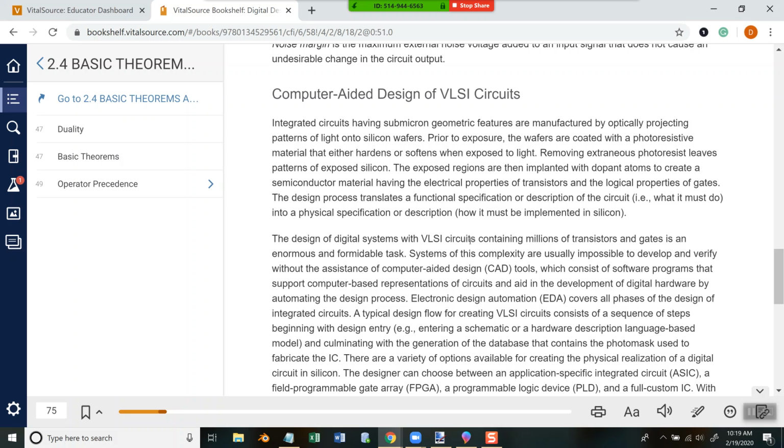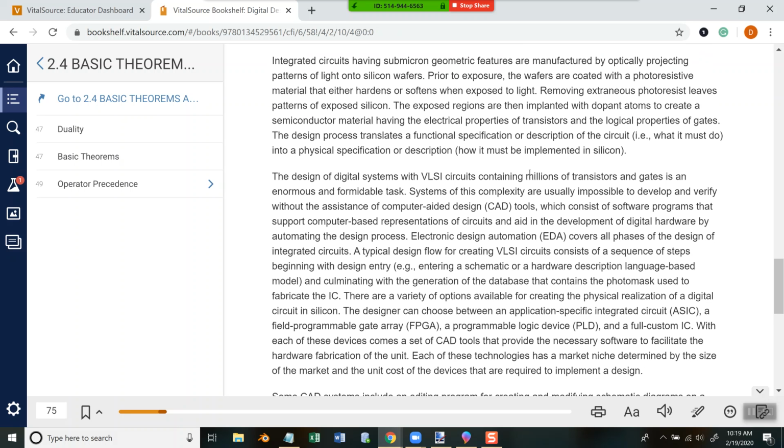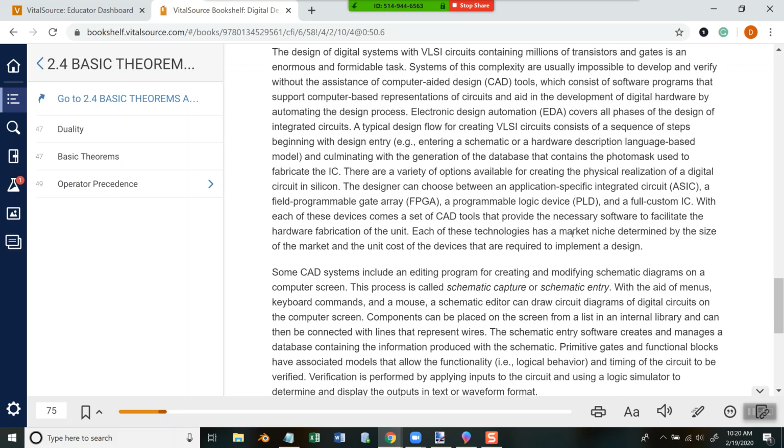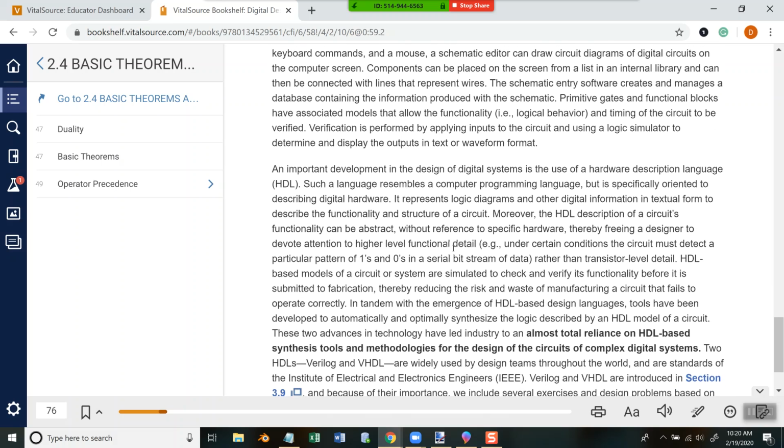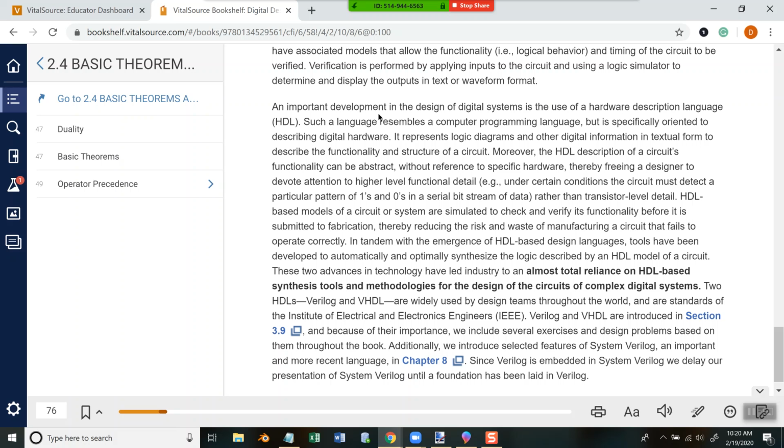They talk about using some of these tools to design these circuits. Obviously, since some of these contain millions of transistors and gates, it would not be possible to do them one at a time. How long would it take you to design a million transistors? So we have programs that help us do this. And this just talks about some of the tools and so forth. Specifically, this is where it has become beneficial.